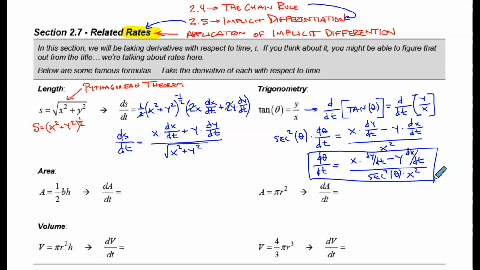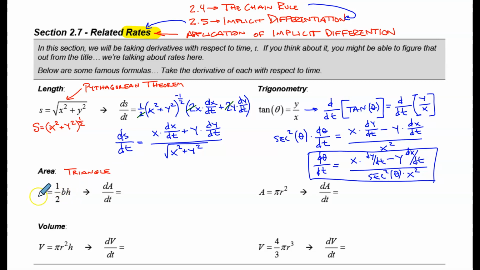Okay, let's now look at another example, this one for area. I hope you recognize 1/2 base times height as the area of a triangle. If I need to tell you that, you're probably signed up for the wrong class. Okay, so this formula is a product.